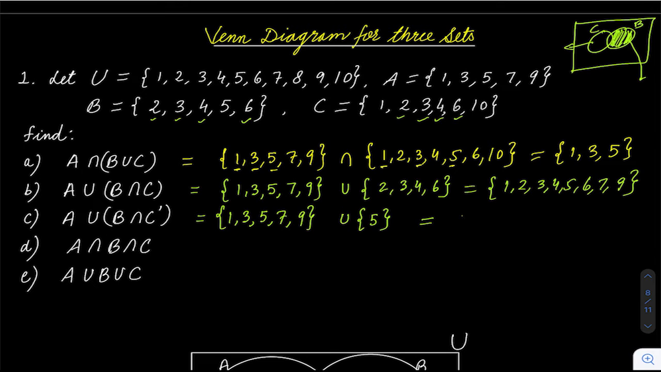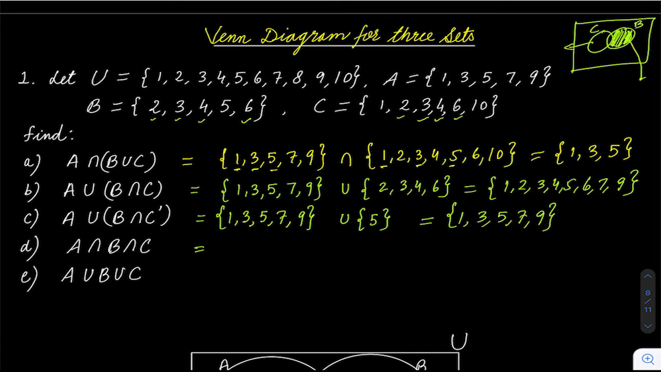So what's my answer? We have to find the union. It will remain the same, 1, 3, 5, 7, 9, because 5 is already there in set A. This is my answer. I hope everyone understands this. This is what we did in the last class, you can say last video.